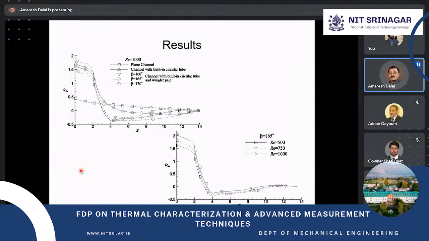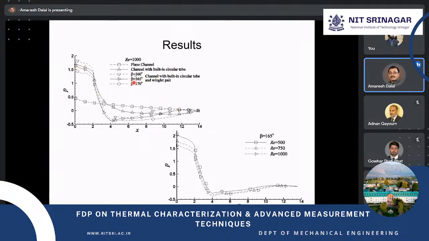Okay, so now this is the pressure distribution along the channel length that we have shown for Reynolds number 1000 and varying the beta, for a plain channel and a channel with built-in circular cylinder, because we have to compare with some base case. So one is plain channel and another is channel with built-in circular cylinder but with no vortex generator. Compared to that, you can see in the plain channel the pressure drop is very low. But when you are using the circular tube, then obviously pressure drop is more.